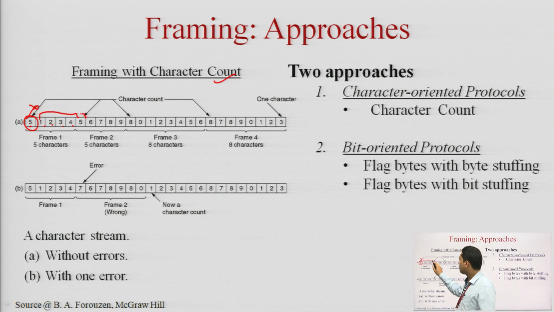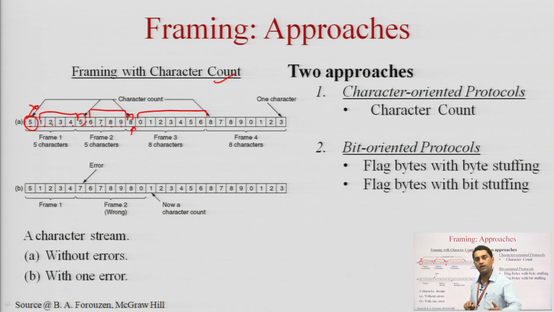Second, I am saying again 5. So 5 represents that the next 5 words are under this particular frame. So this is the first word, second, third, fourth, fifth. These 4 are the meaningful data. In a similar way, 8 represents that this frame will carry 8 values. The first is ignored because this is the originally inserted character, and these 7 are the meaningful data.